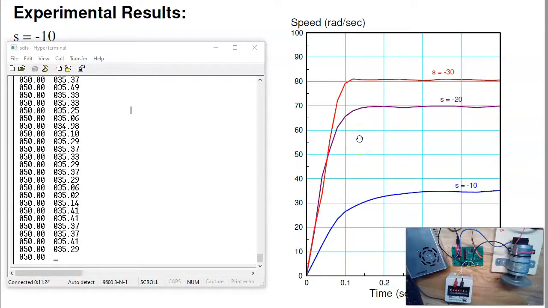If I want to put the pole at minus 30, K is increased to 0.611. So here, this is again a 60. And again, the steady state error is less. And you get a quicker system.